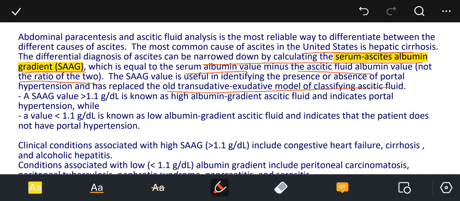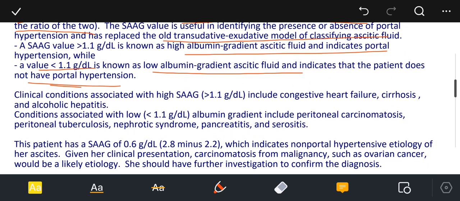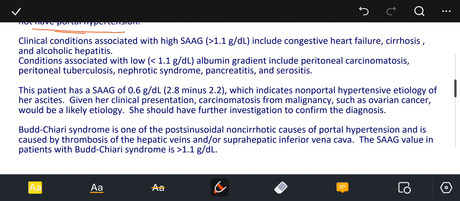A SAG value more than 1.1 grams per deciliter is known as high albumin gradient ascitic fluid and indicates portal hypertension, while a value less than 1.1 grams per deciliter is known as low albumin gradient ascitic fluid and indicates that the patient does not have portal hypertension. Clinical conditions associated with high SAG, more than 1.1 grams per deciliter, include congestive heart failure, cirrhosis, and alcoholic hepatitis.